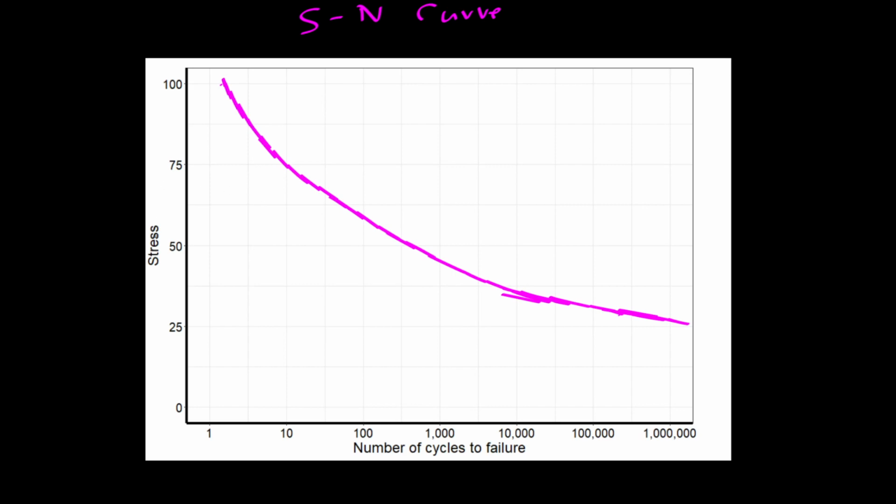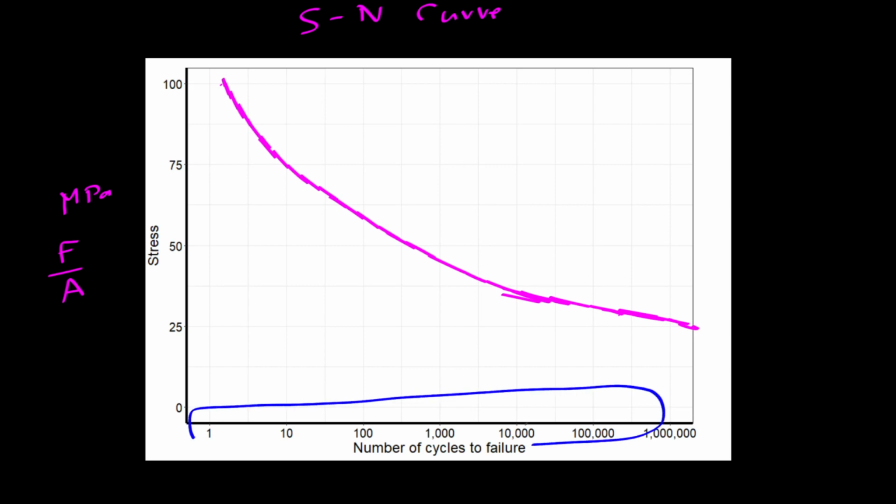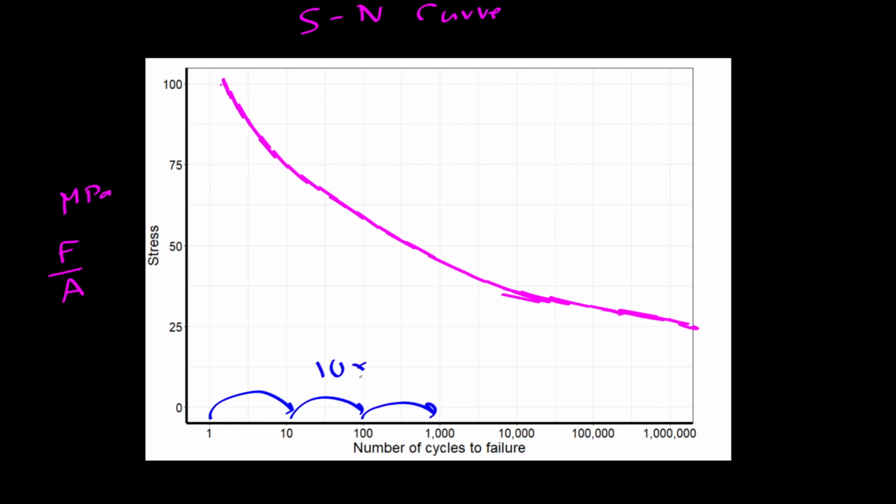And then I haven't labeled stress here. Sometimes you'll see it expressed in units of megapascals, like I think on the homework it's in megapascals. That's just a unit of force divided by cross-sectional area. But I tried to emphasize that on the x-axis here, we have the number of loading cycles to failure plotted on a log scale. So notice how each jump from here to here to here goes up by a factor of 10x, as opposed to on the y-axis, that's 25, and that's 25, and that's 25, and that's 25.